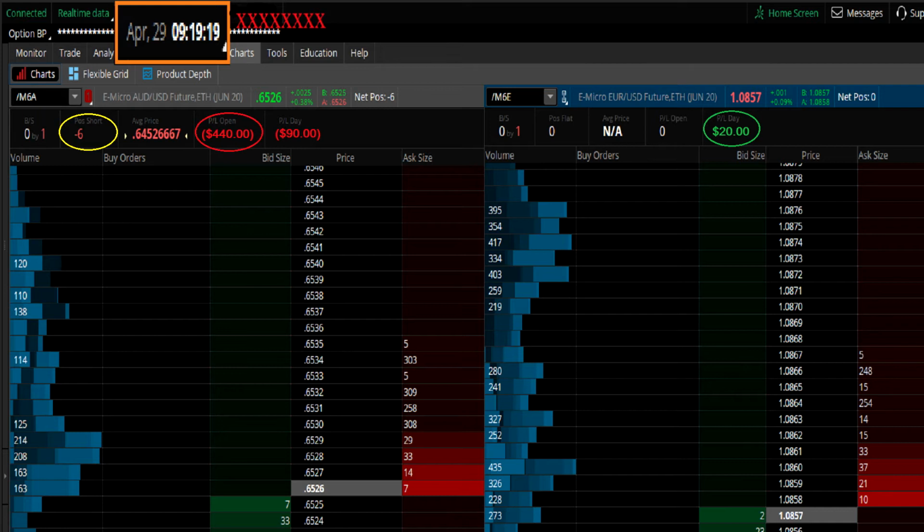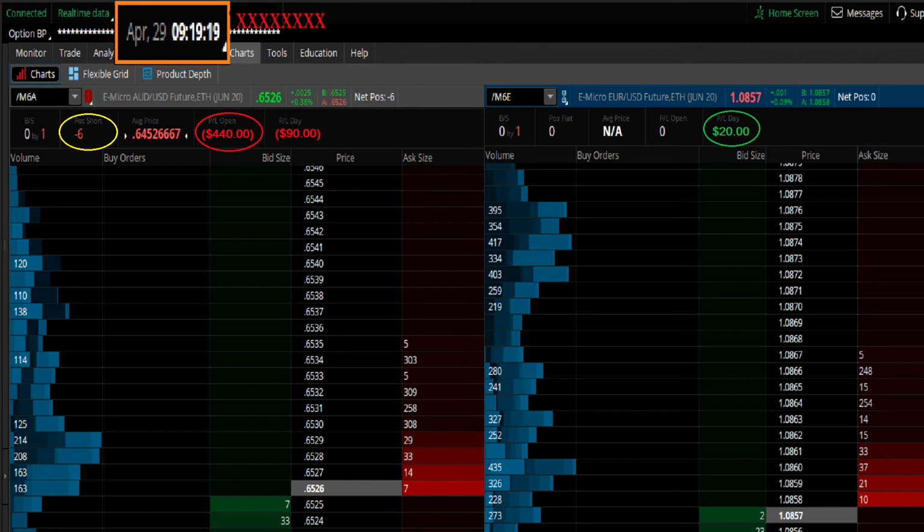Okay, so upper left-hand corner, we've got M6A. This is still the E-micro Aussie US dollar futures. It's trading currently at negative $440. That's right. This product pricing has moved against me quite significantly by the time I got to Wednesday. Okay, that's the red circle, upper left-hand corner, negative $440.